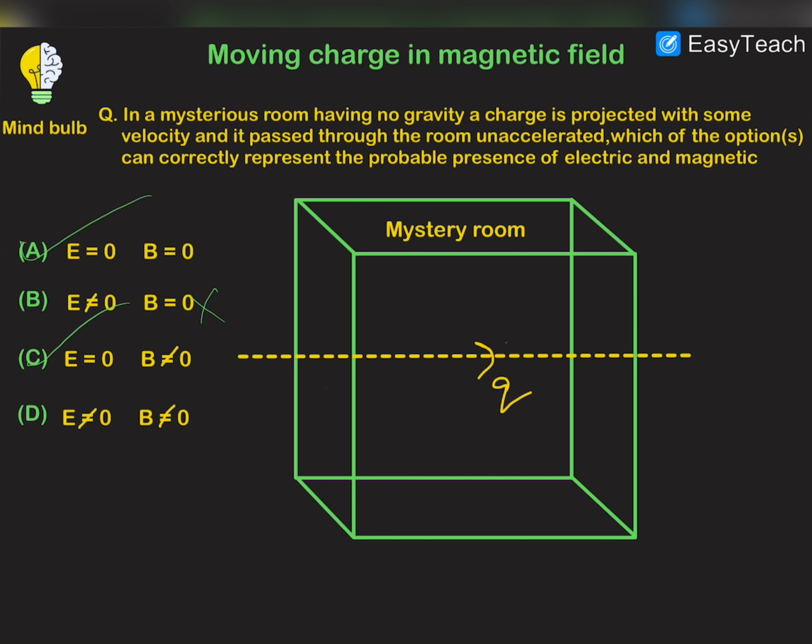And D option could also be the case, if magnetic and electric fields are in such a way that the electric force acting on the charge is equal and in the opposite direction to the magnetic force. Let us suppose that the electric force F electric is acting in this direction, and the magnetic force is acting in the downward direction, and F electric is equal to F magnetic. Then the net force acting on the charge would be 0, and this charge would pass through the room unaccelerated. So the correct answer could be A, C and D.